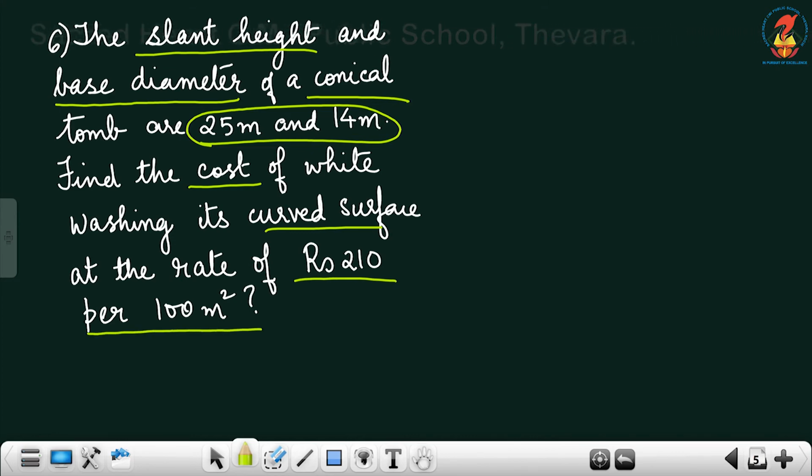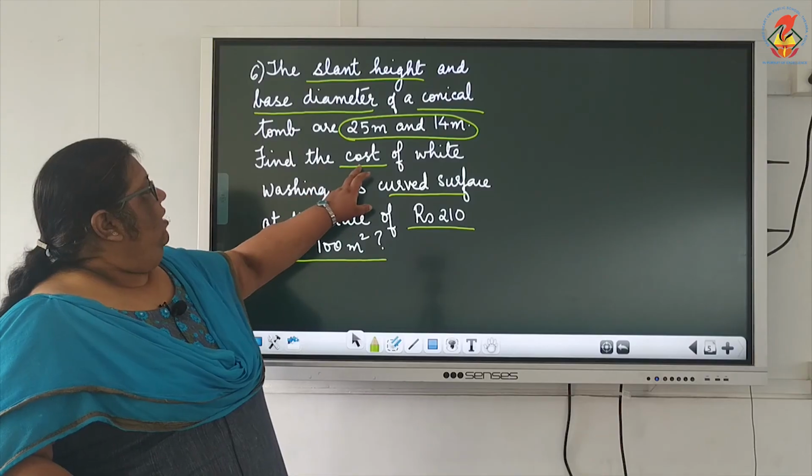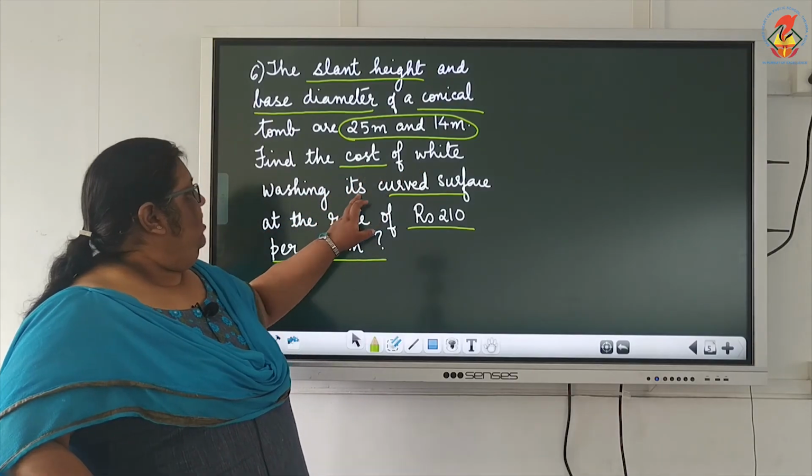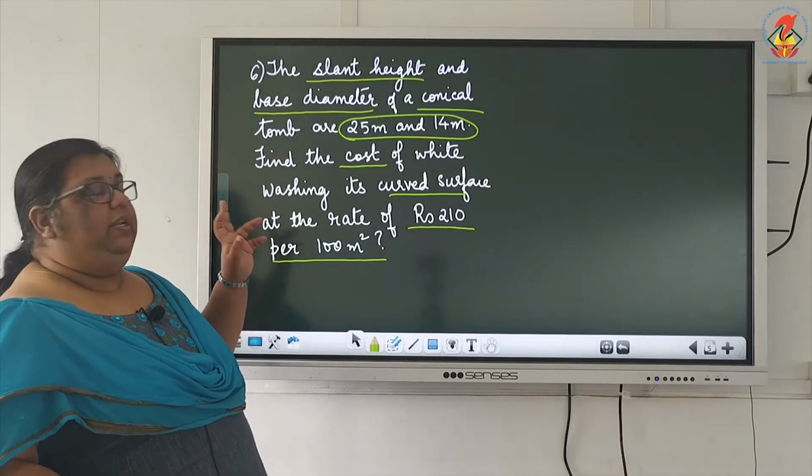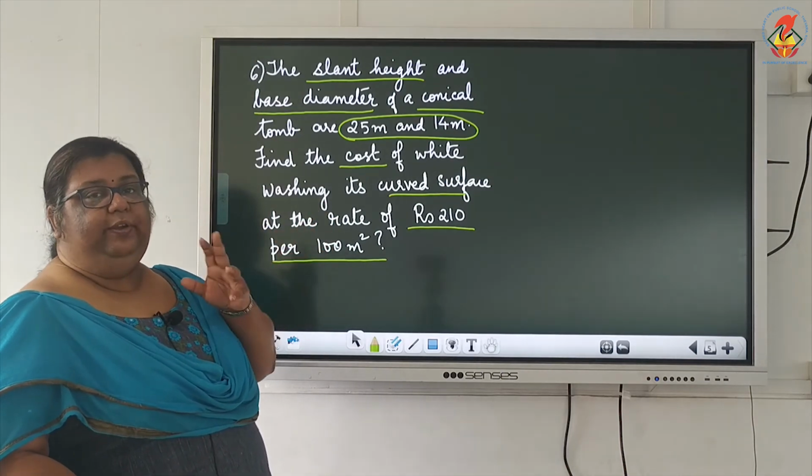So there is a conical tomb. So the figure that we are talking here is a cone. Slant height and diameter is given. What is the slant height? 25 meter. Diameter 14. If diameter is 14, radius will be 7 meter. Find the cost of whitewashing its curved surface. So we need to find the total cost of whitewashing.